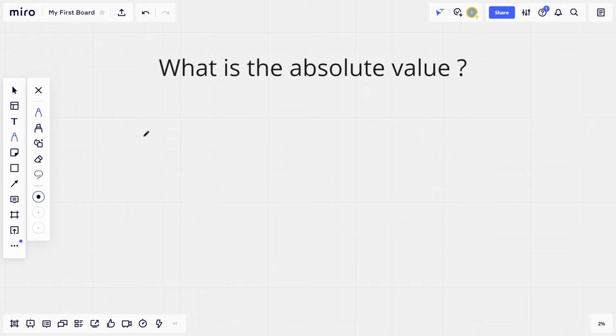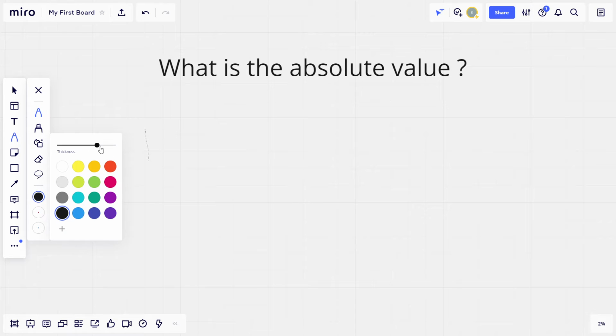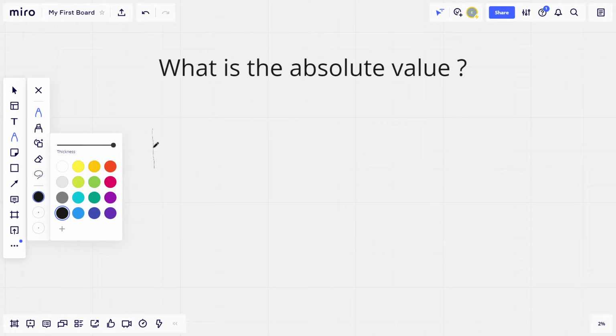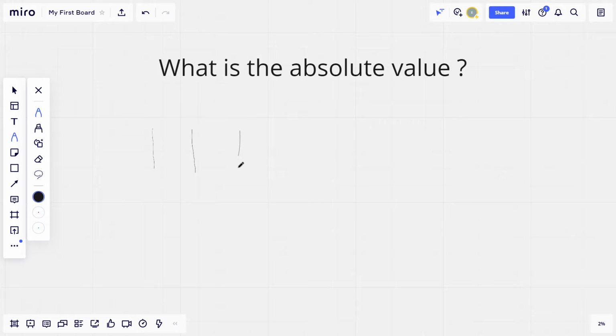So, writing the absolute value, let me make it thicker. The absolute value is symbolized like this, where they have a number in the middle, and then there are these two lines out from the left and the right.